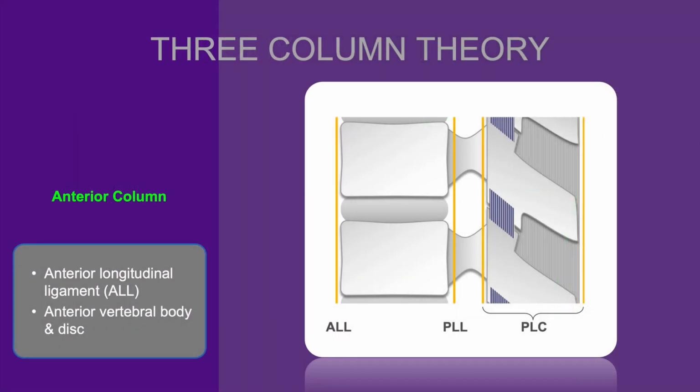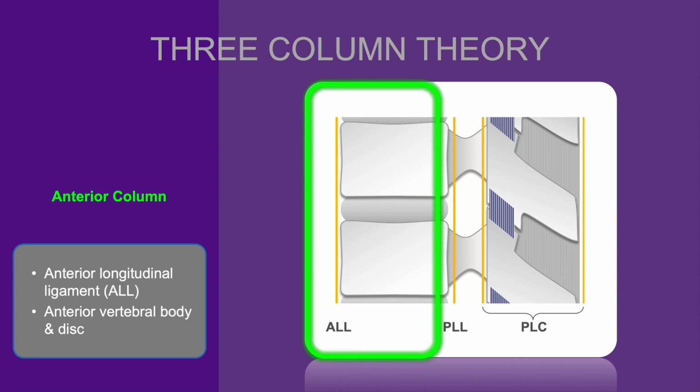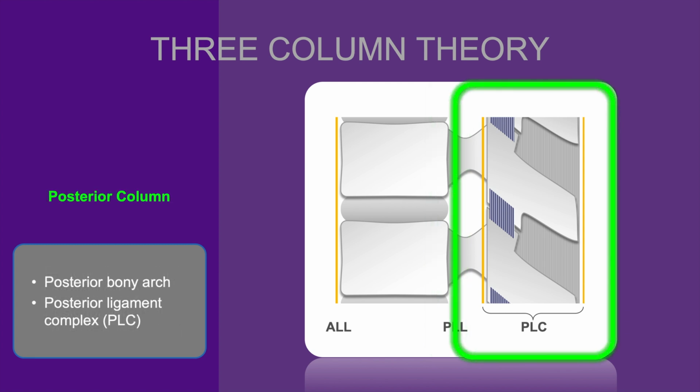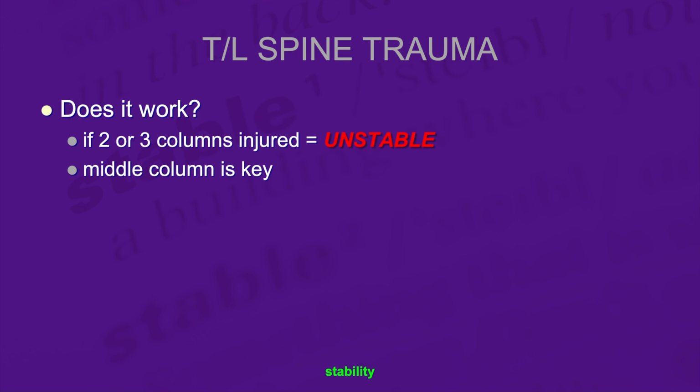There is a three-column theory of injury in the thoracolumbar spine. The anterior column includes the anterior margin of the vertebral bodies and disc spaces. The middle column includes the posterior longitudinal ligament and the very posterior margin of the vertebral bodies and discs. And the posterior column is everything posterior to this level, which includes the posterior arch. In terms of stability, if you have two of the three columns injured, that's considered an unstable injury, which makes the middle column the key.